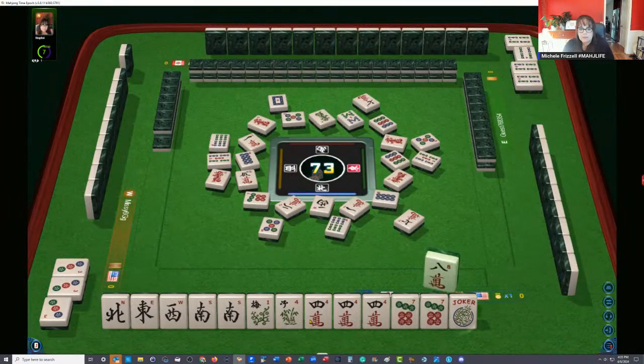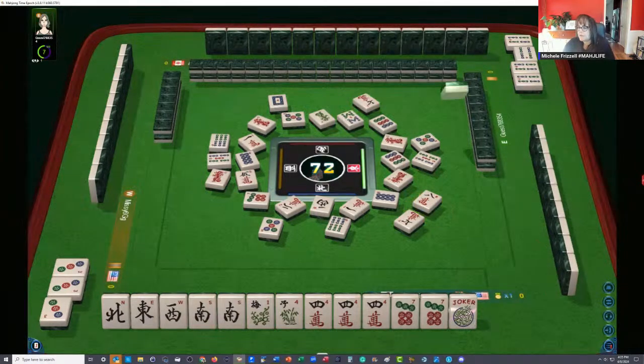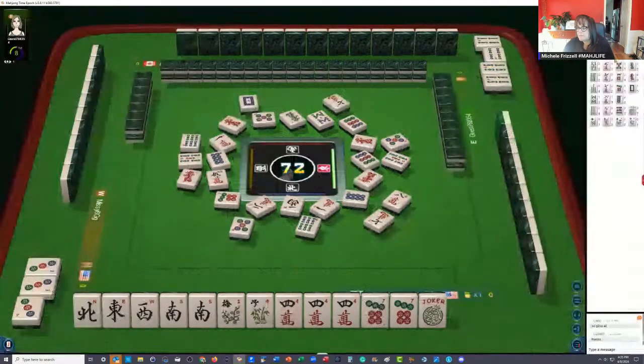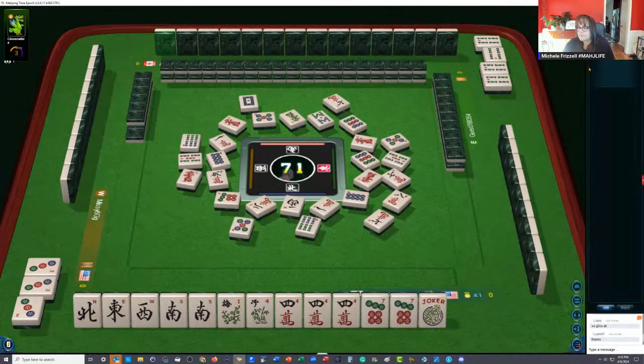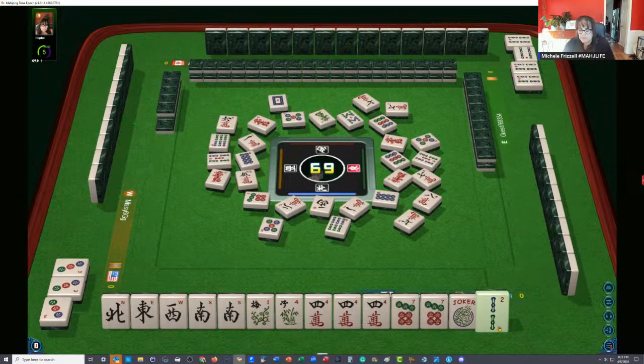6 bamboos. All right, what do we got? 8 crack. That's not helpful. 8 characters. Okay, now this person to our right. 7 characters. They seem to be 7 characters, actually, based on the indicators. All right, we need some definition here. We need a deciding tile.